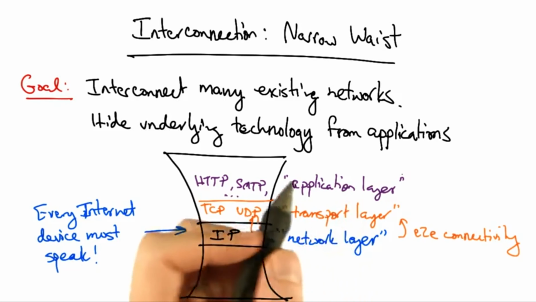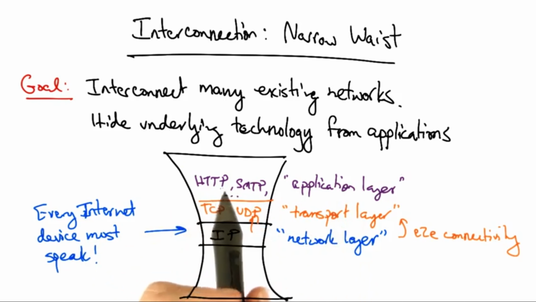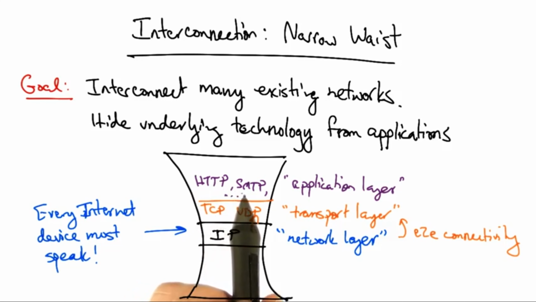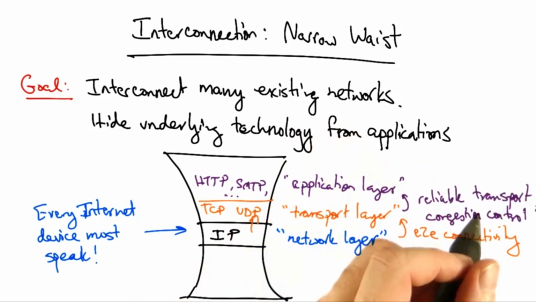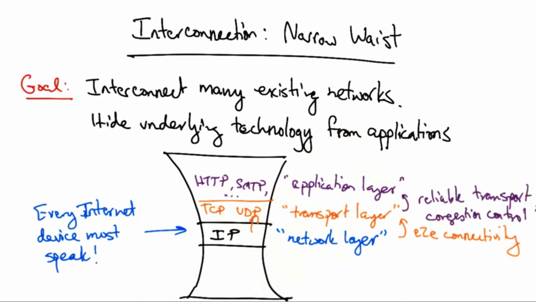On top of the transport layer sits the application layer. The application layer includes many protocols that various Internet applications use. For example, the web uses a protocol called the Hypertext Transfer Protocol, or HTTP, and mail uses a protocol called SMTP, or Simple Mail Transfer Protocol. Transport layer protocols provide various guarantees to the application layer, including reliable transport or congestion control.